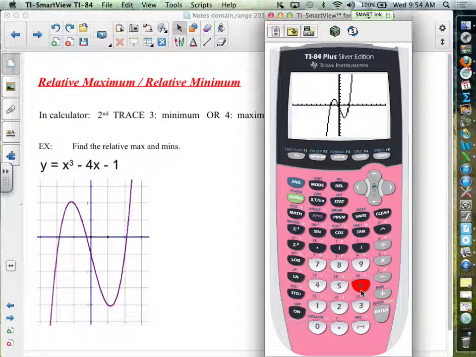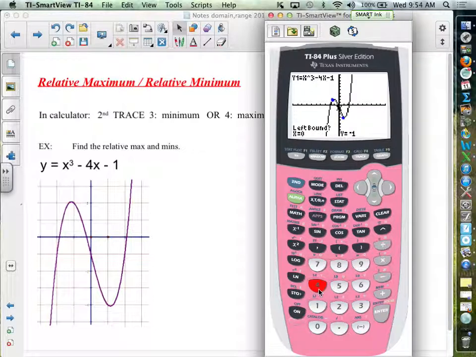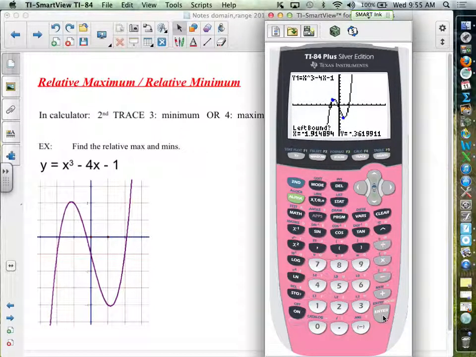So it says find the relative maxes and relative mins. So I want this maximum point and this minimum point. We kind of did that with the parabola in the beginning. All the good stuff is in second and calculate, which is the trace button. We'll find that first one, which was a maximum. It asks for the left bound, so move your cursor so it's to the left of that first blue point, anywhere on the left. There we go. Maximum to the left, we'll hit enter. Move it to the right. Hit enter. You don't want to guess. Hit enter again.